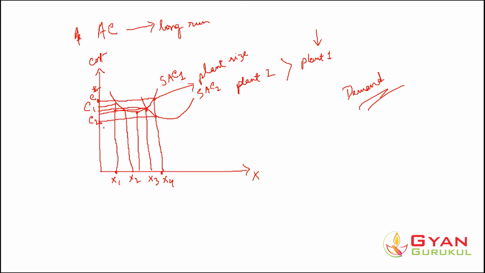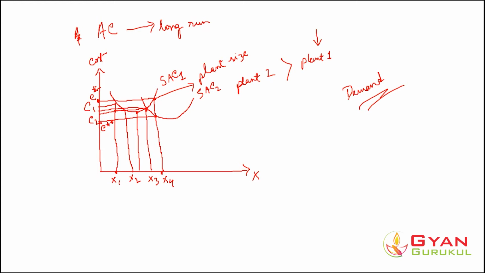Let's denote it as C double star. It would cost him less, right? He is producing the same amount, that is x4, but if he produces in the initial plant, plant 1, then it would cost him C star, which is greater than what it would cost him if he produces in the second plant, right? And plant 2 is greater in size. The size of plant 2 is greater than plant 1, right?